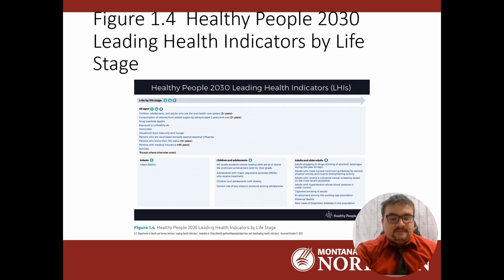All right, so now you can see this figure in the center of your screen. Here, Healthy People 2030 identifies 23 leading health indicators organized by life stage. These indicators focus attention and direct funding toward factors that significantly impact major causes of death and disability. The goal is to address and improve health at each stage of life by targeting the most pressing health issues.